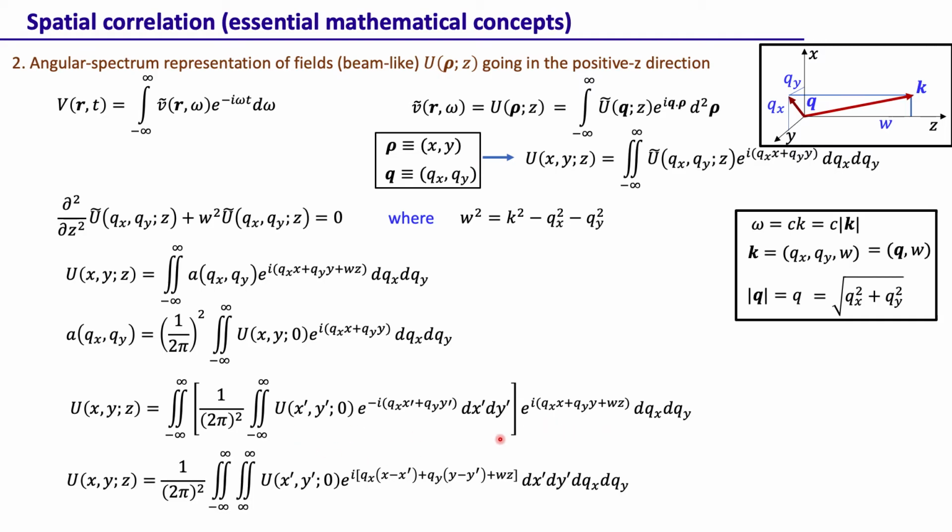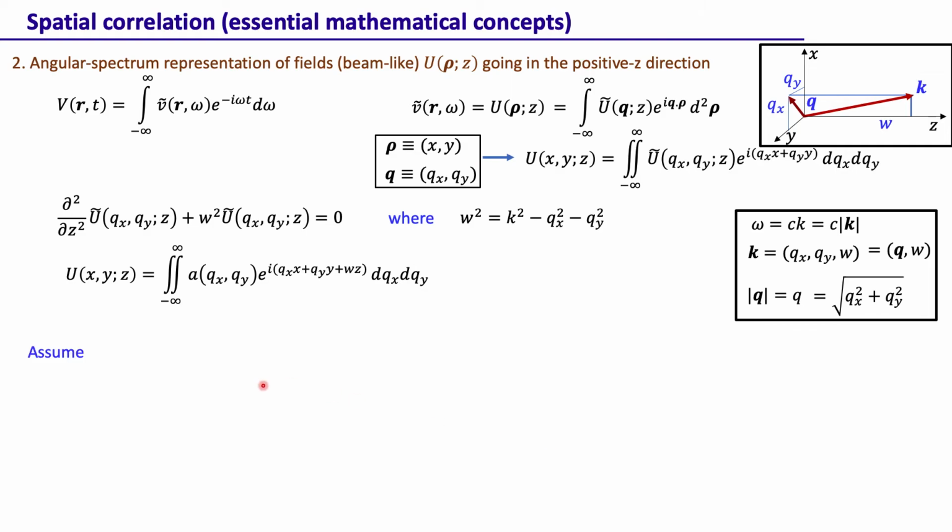We can arrange it a little bit, and so that is the u(x, y, z) in terms of u(x', y', 0). This is a 4-dimensional integral, but it says that if we know the field at x', y' and z equal to 0, then we can find the field at x, y at z equal to z. So this is what we have. All right. Next, this is the actual wave vector, and the two-dimensional spatial frequency with this q is q_x, q_y.